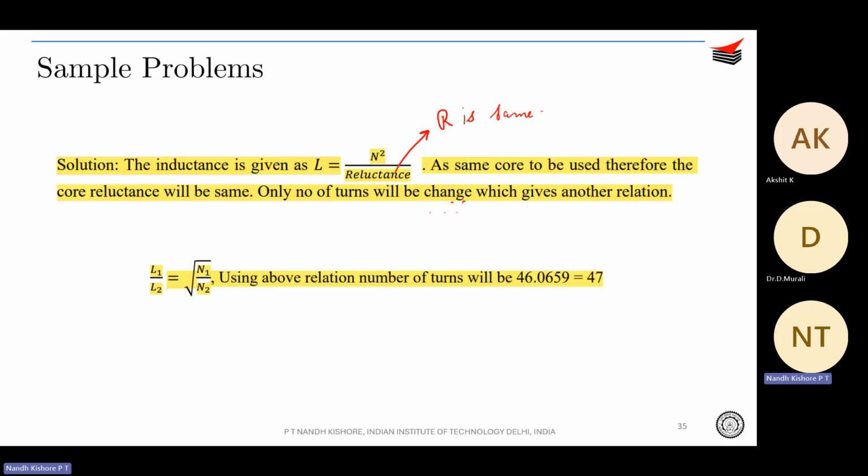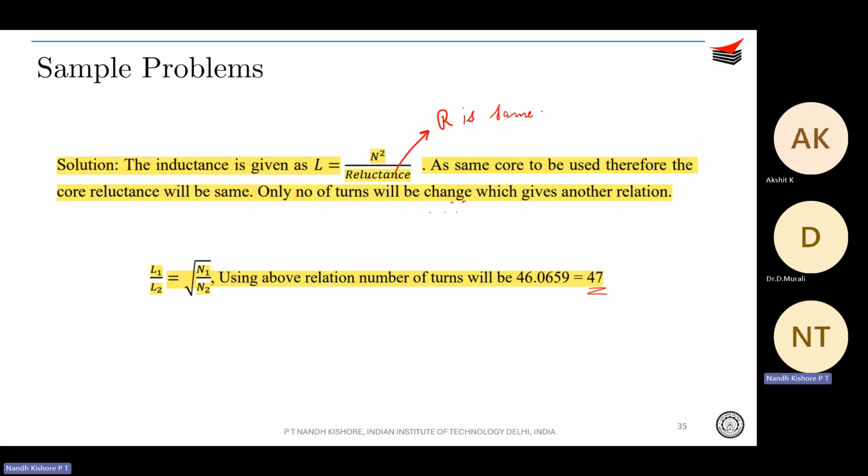So you know that L is N square by reluctance. Therefore, L1 by L2 is equal to N1 square by N2 square, so N1 by N2 is the square root of L1 by L2. It has a square root relation. So from that you can substitute the previously known values and find out the new number of turns. That turns out to be around 47.